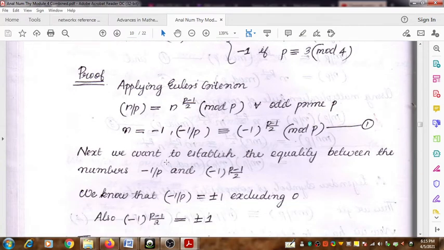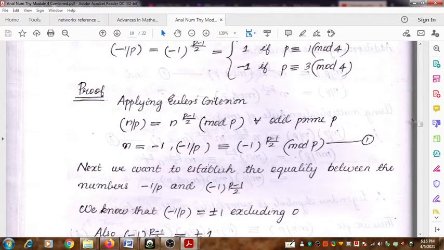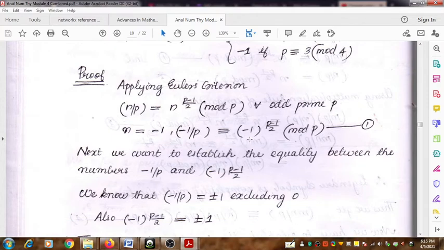Next we want to establish the equality between the numbers, the Legendre symbol (minus 1 bar p) and the number minus 1 raised to (p minus 1) divided by 2. Initially we have the equation as a congruence equation. This is the equation which connects the Legendre symbol value (minus 1 bar p) to the number minus 1 raised to (p minus 1) divided by 2.